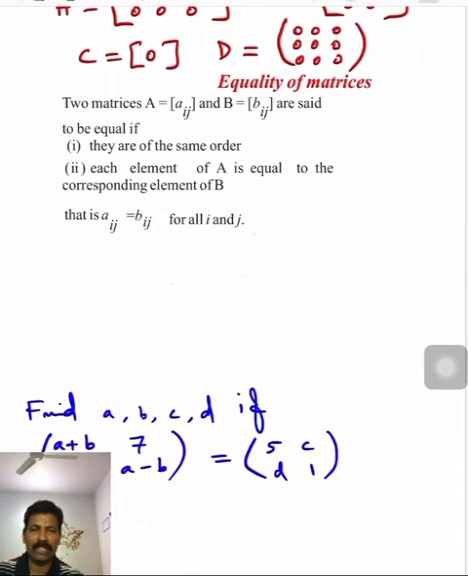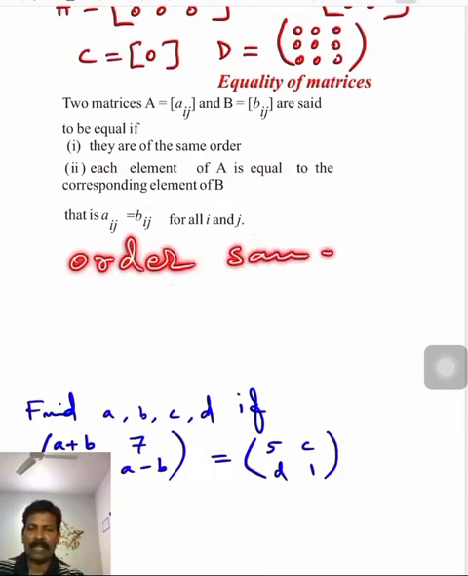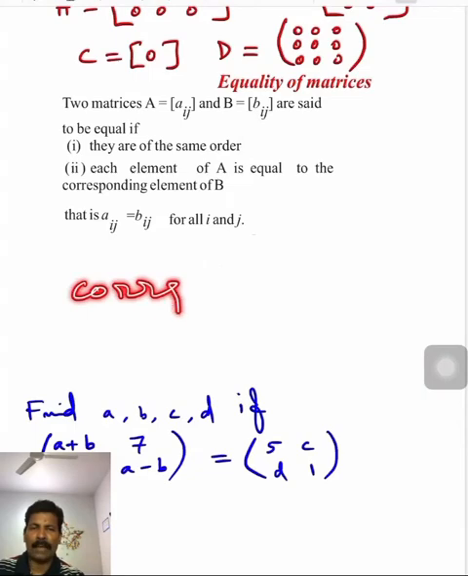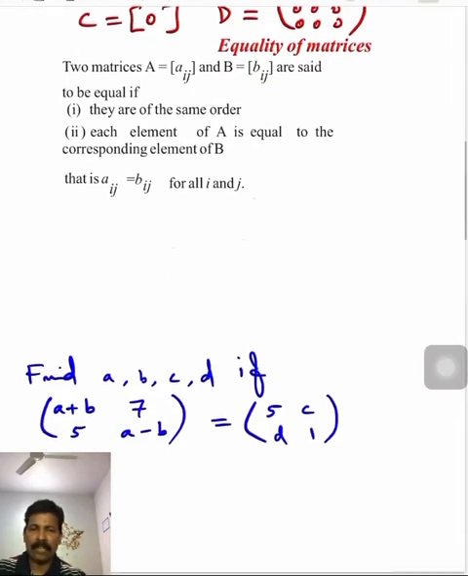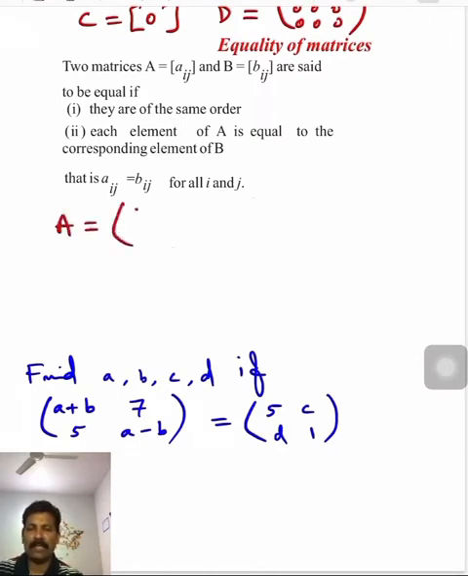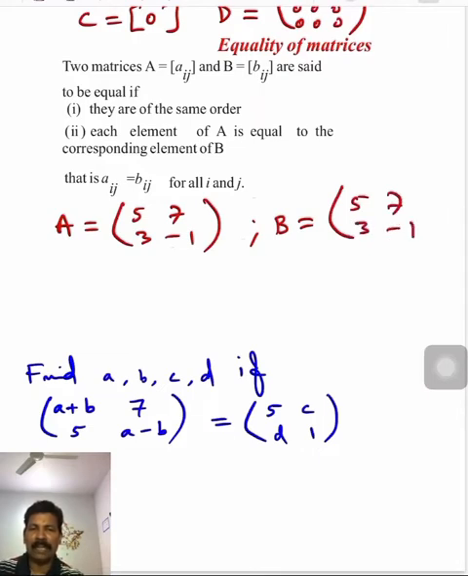Now we switch over to the next one, that is equality of matrices. Two matrices capital A and B are said to be equal if there are two conditions: they are of the same order and corresponding elements are the same or equal. That is Aij is equal to Bij for all i, j. That's all. For example, capital A is a 2 by 2 matrix 5, 7, 3, negative 1, and take a replica, carbon copy of the same, B is 5, 7, 3, negative 1. Now we can say they are of the same order and the corresponding elements are equal, so A is equal to B. That's all.